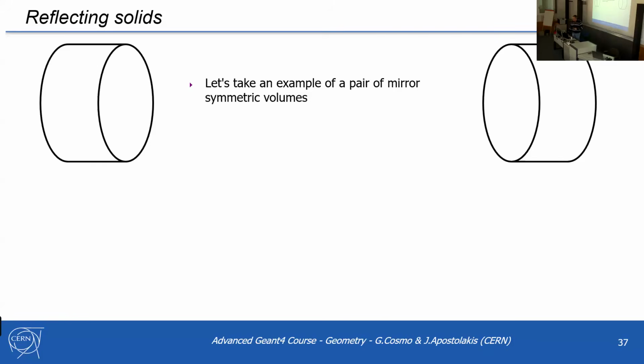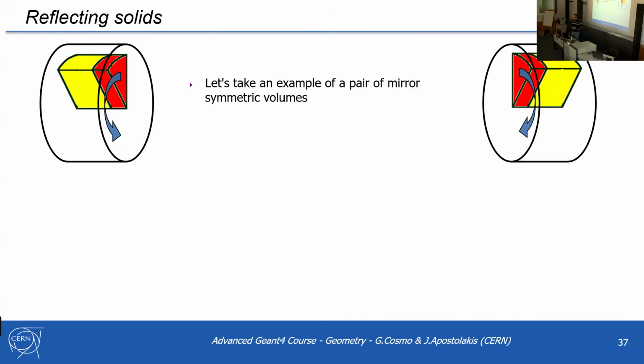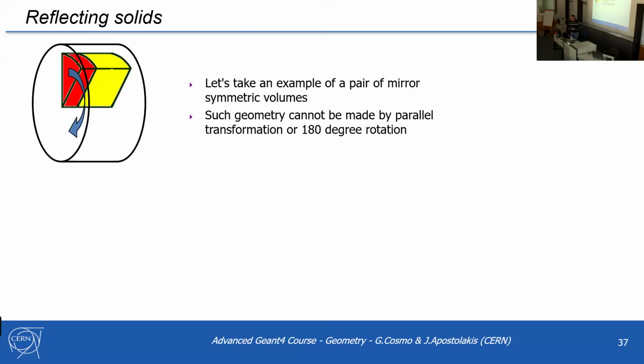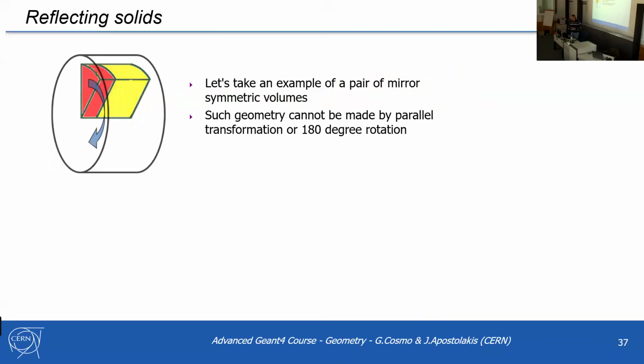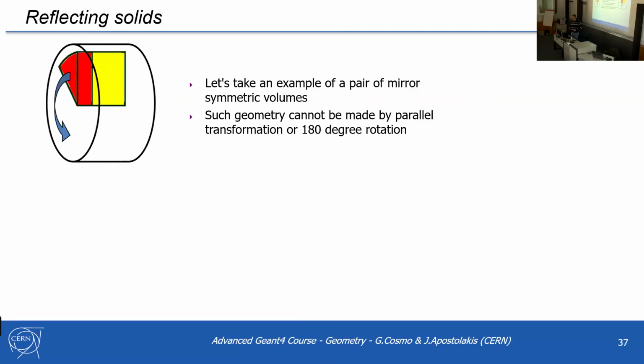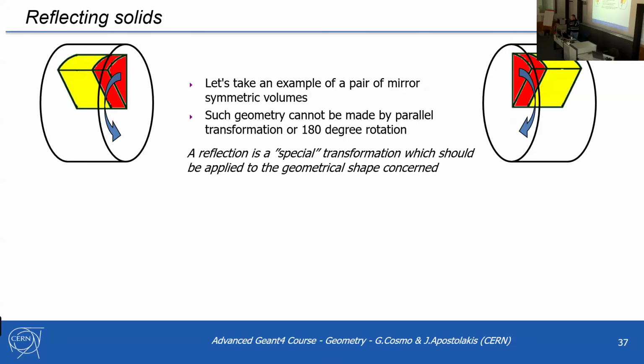So this is possible. One thing that you have to consider is that when you do a mirror of symmetric volumes, the operation that you do is not a simple transformation or 180-degree rotation. It is more, in the sense that the reflection is a real transformation by its own. So if you do a translation or you rotate them, it won't be the same as the original one, okay? So a reflection is a special transformation that should be applied to the geometrical shape that is concerned.